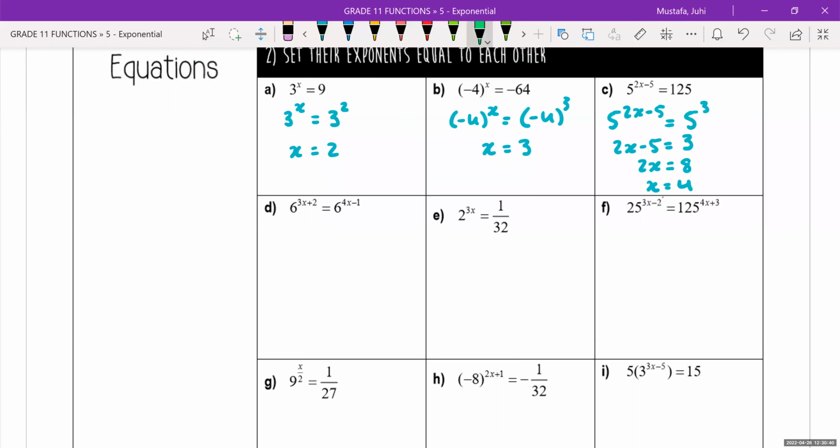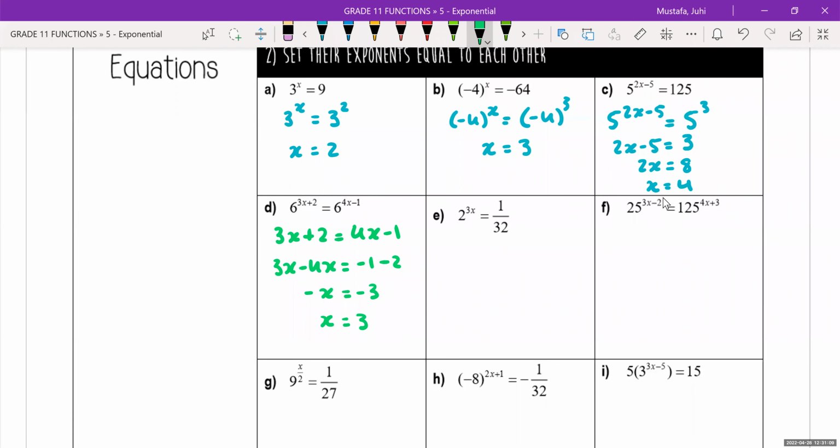For question D, we have both of our bases that are the same already. So all we need to do is look at the exponents. We're going to have 3x plus 2 over here and 4x minus 1 over here. This is taking us back to grade 9 math. So move the x to one side. It'll be 3x minus 4x and then negative 1 minus 2. This will just be negative x is equal to negative 3. And therefore, x is going to be equal to 3.